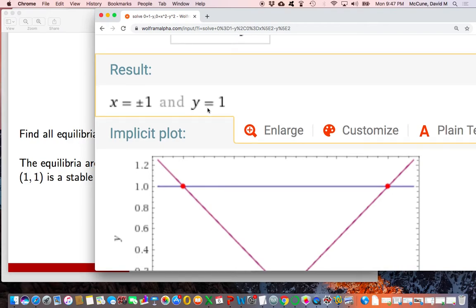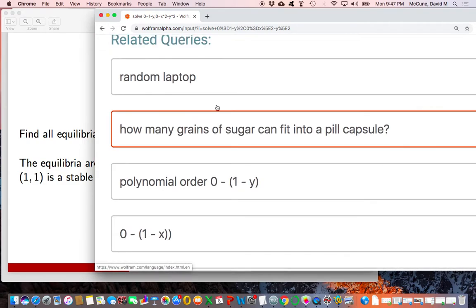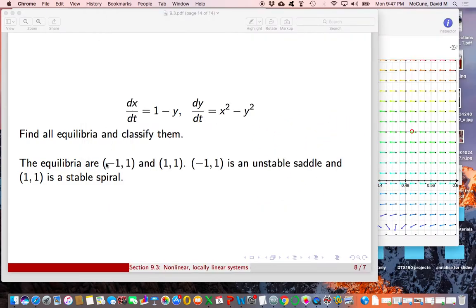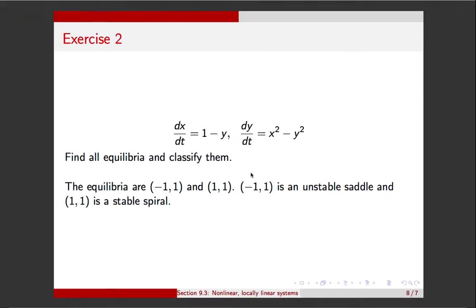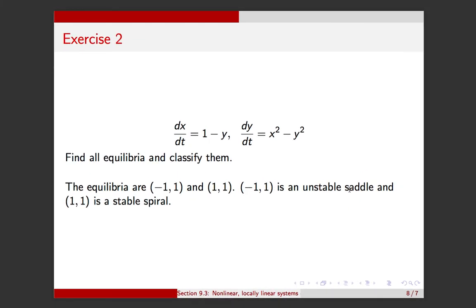Right, so there are 2 points. X equals 1, y equals 1. X equals negative 1, y equals 1. And that's all it says. Anyway, so that's how I got that. I just asked Wolfram, and it gave it to me. You should have gotten that negative 1, 1 was an unstable saddle, whereas 1, 1 was a stable spiral.